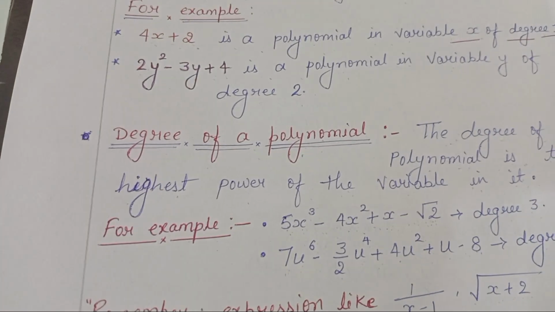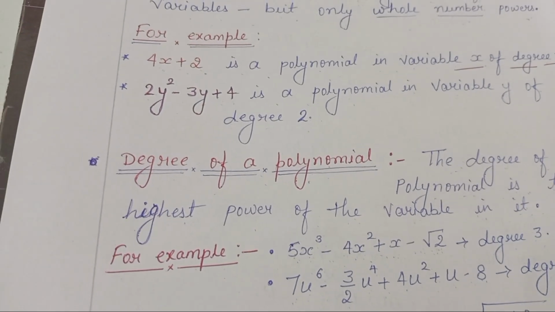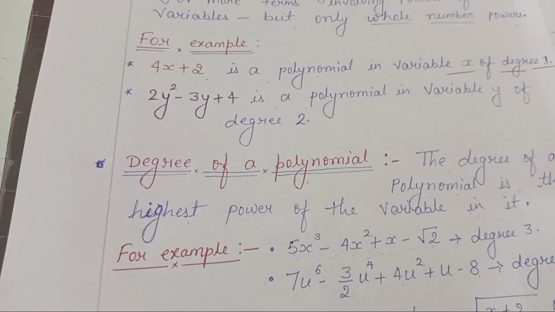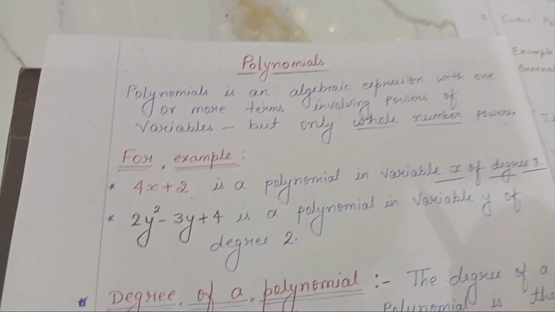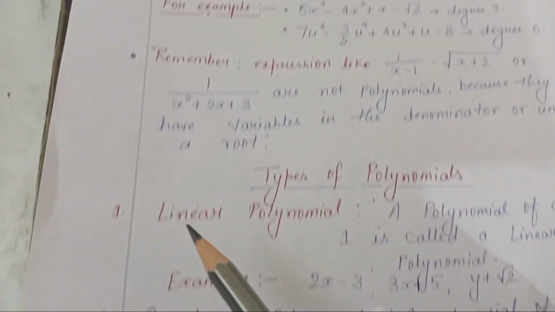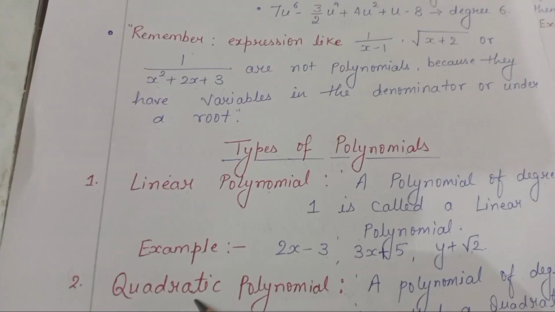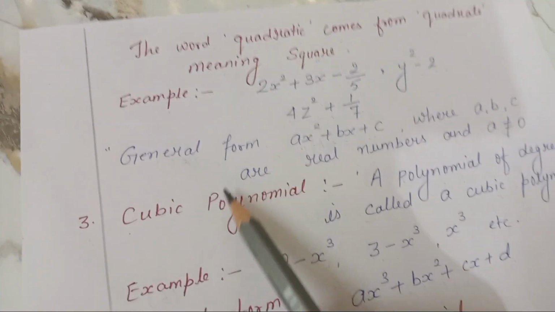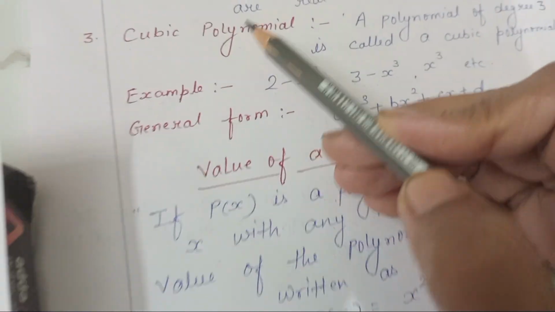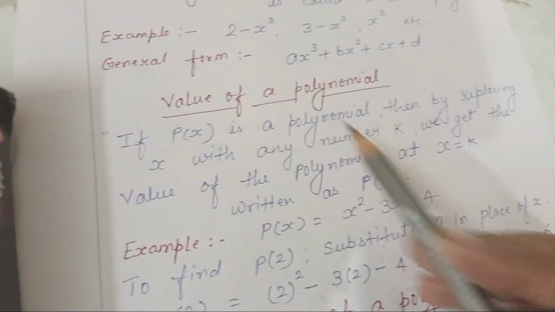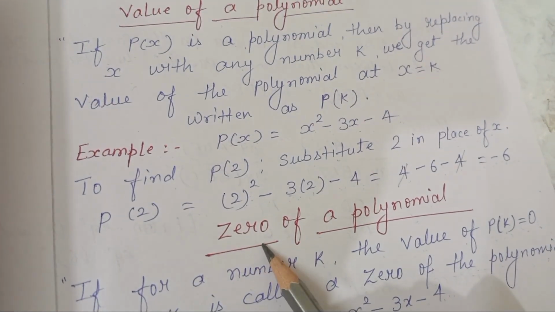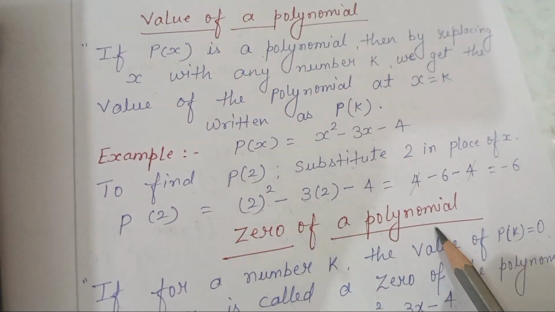So in this video, we learned what a polynomial is, its degree, and linear, quadratic, and cubic polynomials, and how to find the value of a polynomial and how to find the zero of a polynomial.